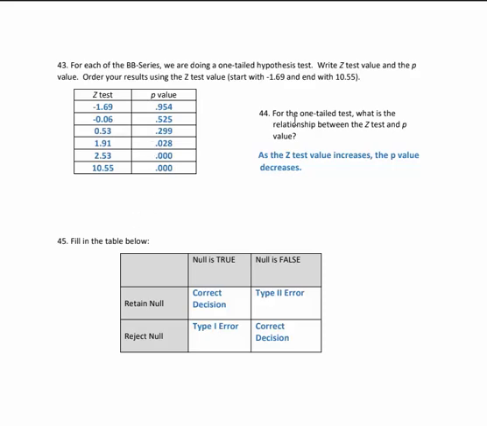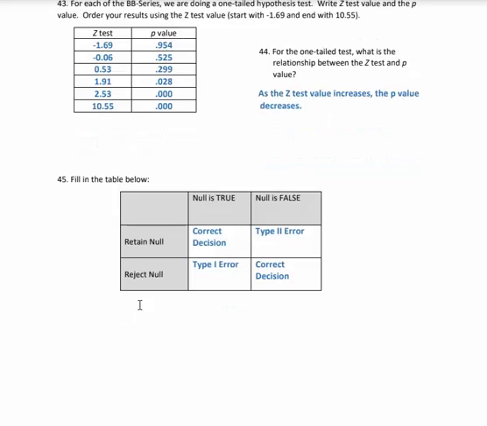44. For the one-tailed test, what is the relationship between the z-test and the p-value? As the z-test value increases, the p-value decreases. And 45, fill in the table below. If the null is true and you choose to retain the null, that was a correct decision. If the null is true and you reject the null, that was a type 1 error. If the null is false and you retain the null, that was a type 2 error. And if the null is false and you chose to reject the null, that was a correct decision.